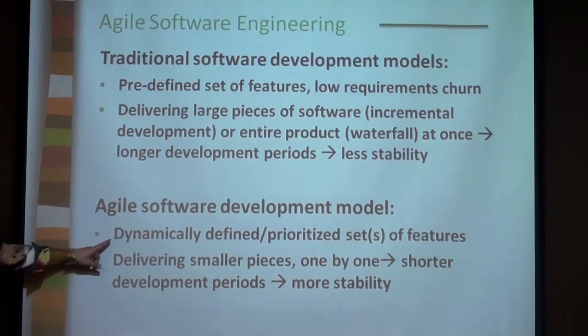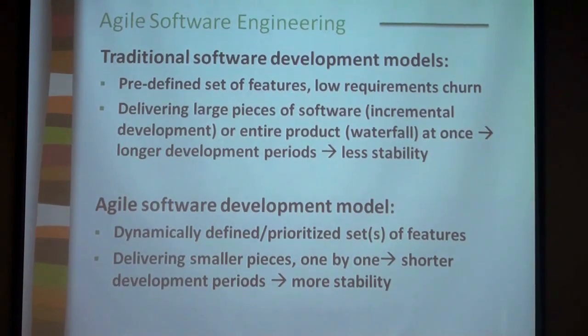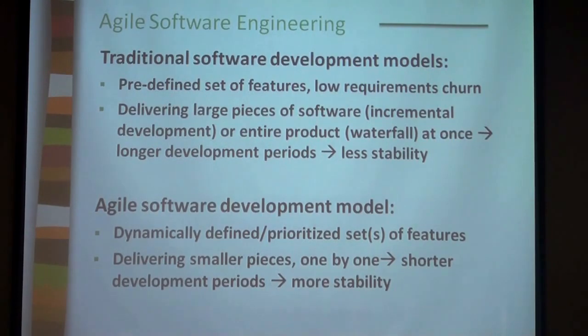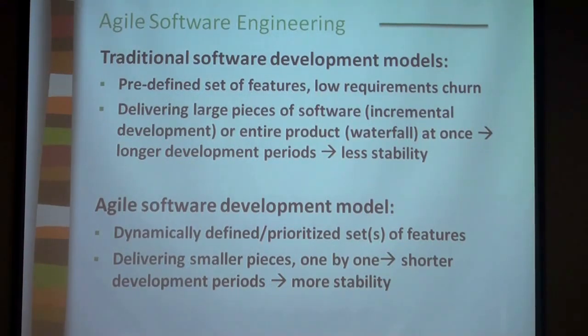Instead, in Agile, we have dynamically defined and prioritized sets of features. For each increment, for each time box, you will have its own set of features, which may change dynamically. In traditional development, we deliver a large piece of software, or the entire product, which has less stability at the end. In Agile, we are delivering in smaller pieces, one by one. Because we have shorter development periods, these pieces of software are more stable at any given point of time.